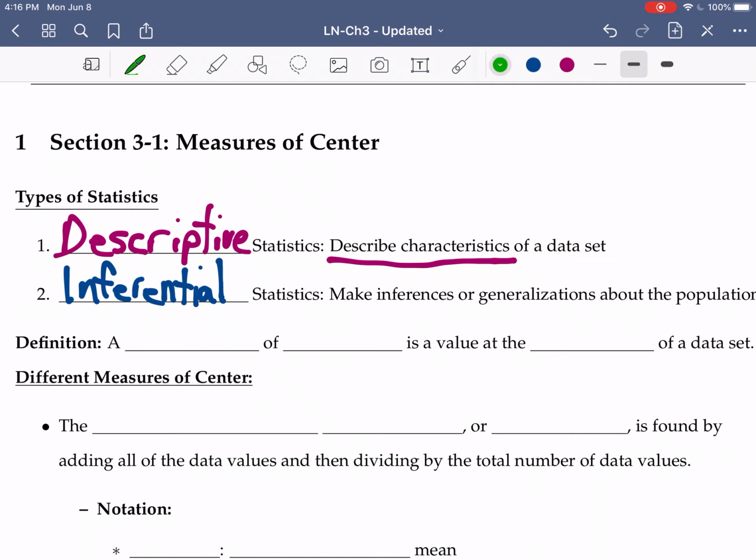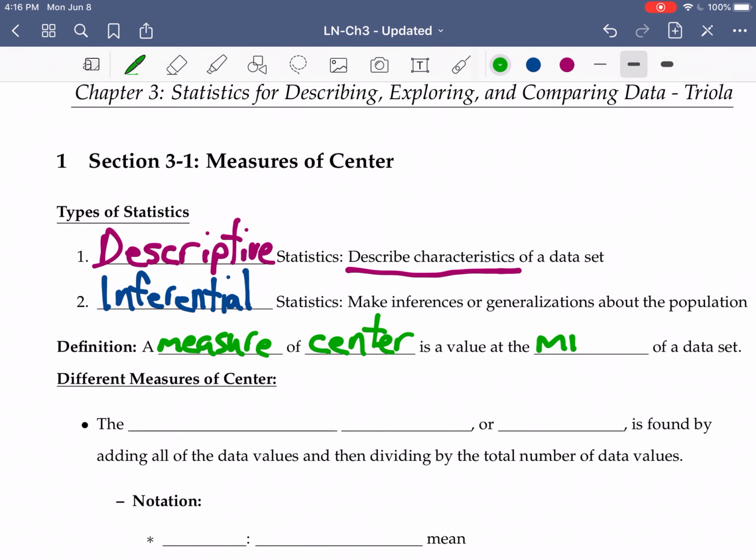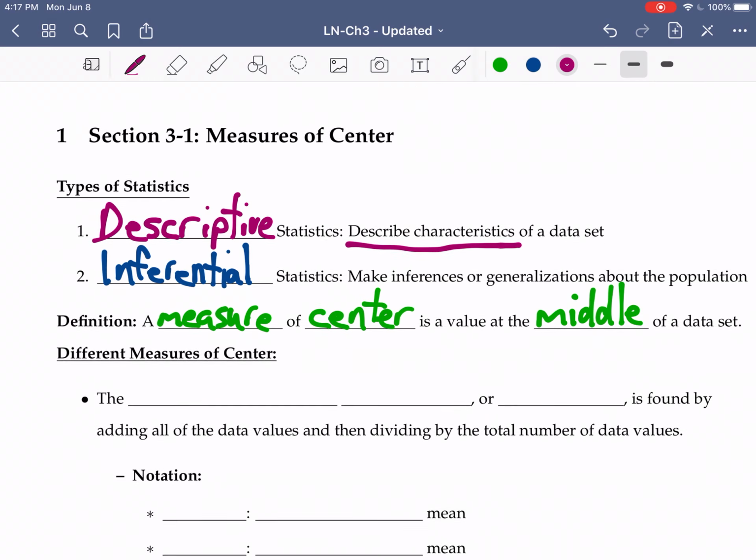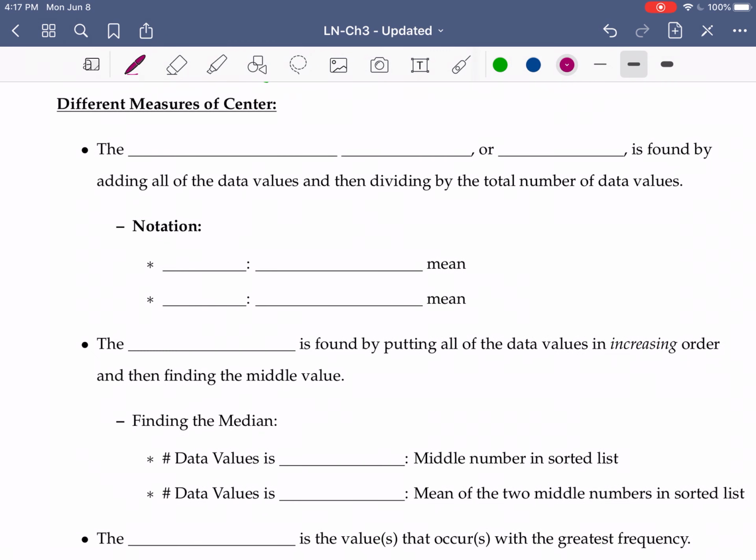With our descriptive statistics, let's first talk about measures of center. So what is a measure of center? A measure of center is simply a value at the middle of a data set. We have a lot of different measures of center that we have probably encountered in the past. One measure of center is the arithmetic mean, which we might just call the mean.